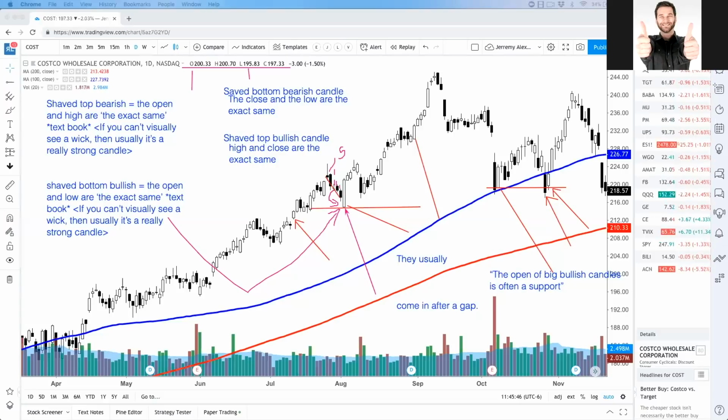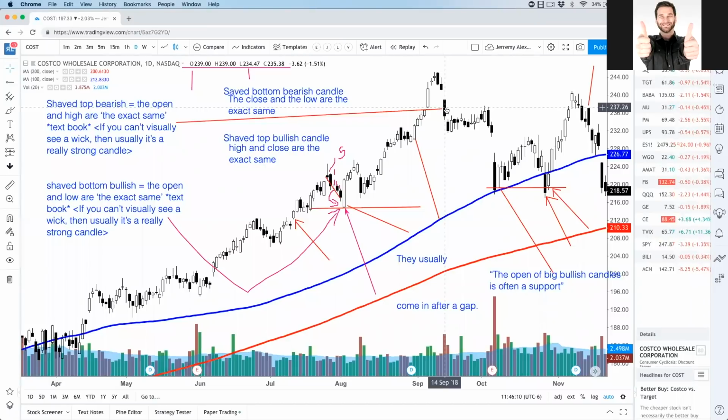All right, so let's talk about a shaved top bearish candle. Here's a shaved top right here, and here's a shaved top. What I want you to do is look at the O and the H. The O and the H are the exact same. See that? 239 and 239. I also really like it when it's a more expensive stock, because that tells me that people are even more excited about the trade. They're even more fired up. They're willing to spend hundreds of dollars per share.